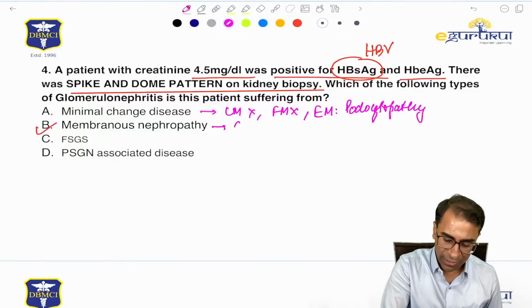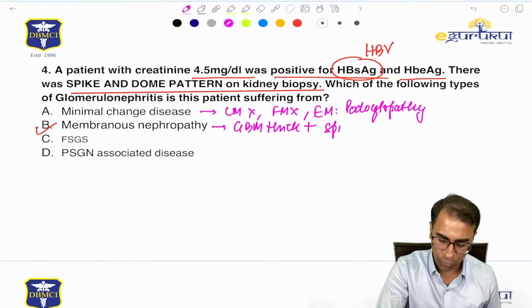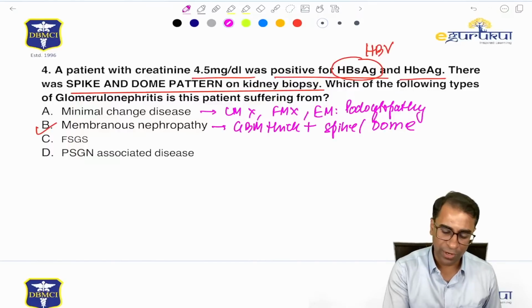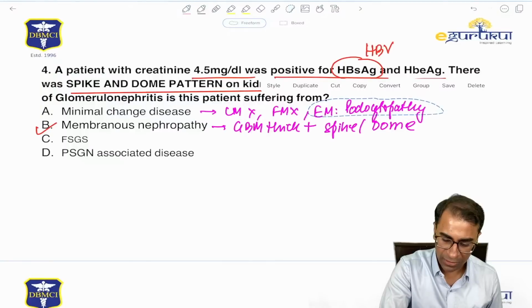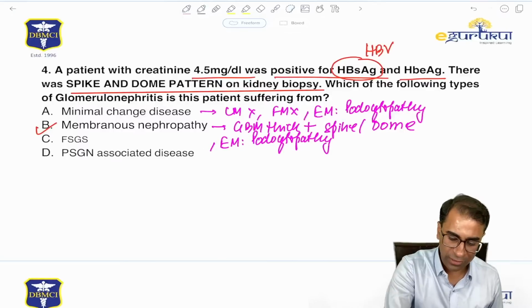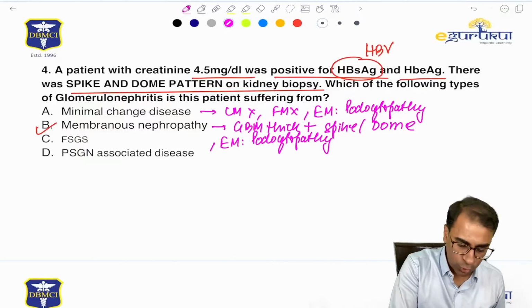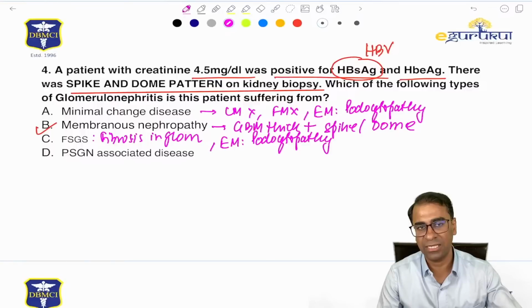In membranous, you'll get a diffuse GBM thickening, and along with the diffuse GBM thickening, what you get is a spike and dome pattern. Okay, spike and dome pattern. In FSGS, you again get podocytopathy on the electron microscopy. But more importantly than the podocytopathy, look at the name FSGS. So it must show you what? Sclerosis. It shows fibrosis in the glomerulus. Fibrosis in the glomerulus can be seen in the FSGS.